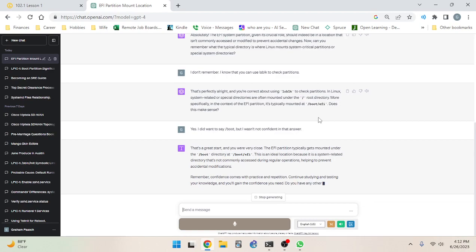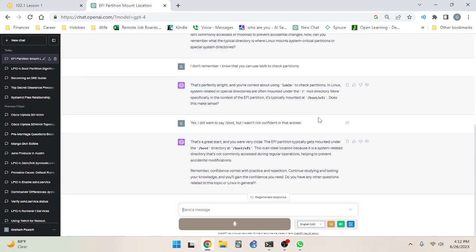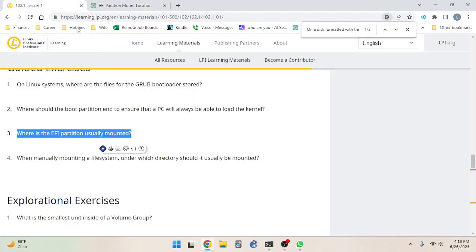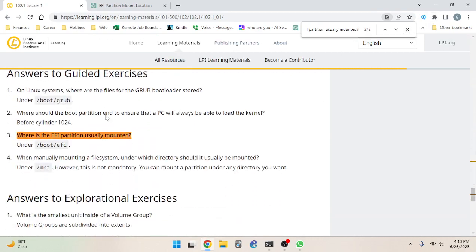That's a great start, and you were very close. The EFI partition typically gets mounted under the boot directory at /boot/EFI. This is an ideal location because it is a system-related directory that's not commonly accessed during regular operations, helping to prevent accidental modifications. Remember, confidence comes with practice and repetition. Continue studying and testing your knowledge, and you'll gain the confidence you need. Do you have any other questions related to this topic or Linux in general? I do not. Let's see if that is the same. Yep, so it's under /boot/EFI.